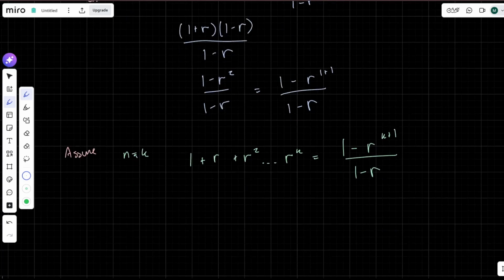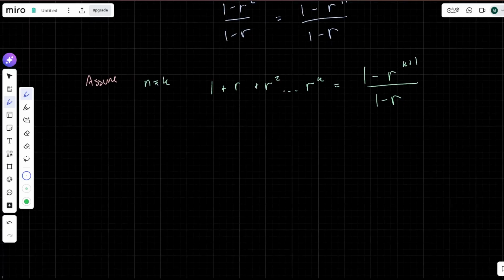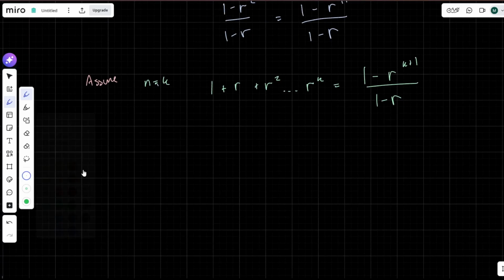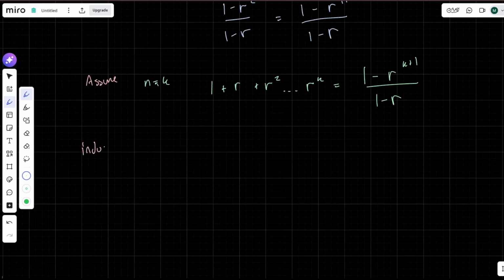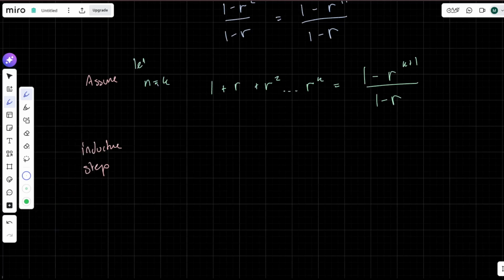So we're not actually proving anything in this step. We're setting up an assumption. But the way this is going to work is we're going to connect our assumption to an inductive step, which is the next and third part. So the inductive step is to let n equal k plus 1.